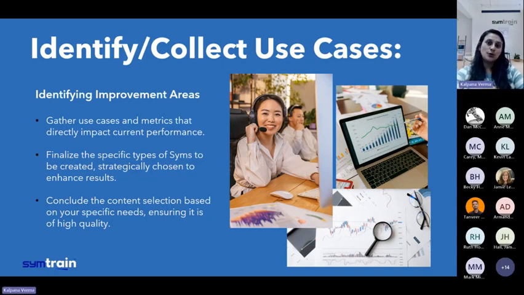You also want to know what type of sim you want to create. For example, as we discussed, like screen navigation.